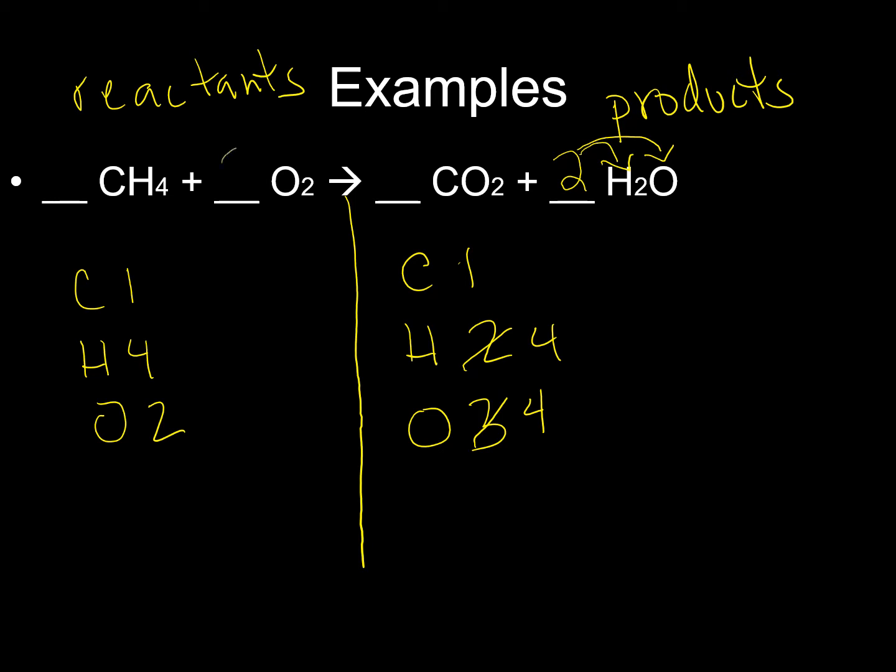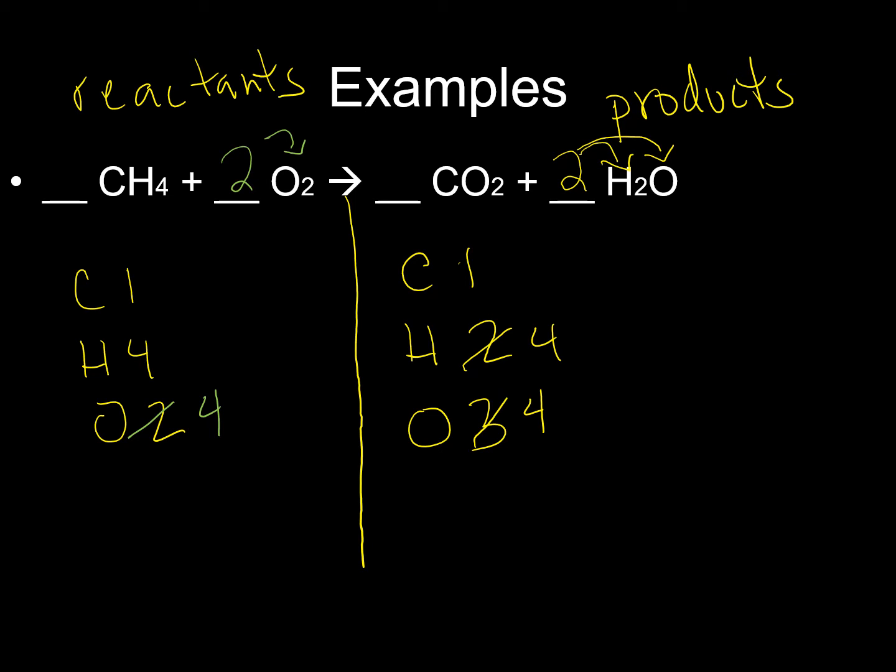So if I put a 2 in front of the O2, then it becomes 4 because 2 times 2 is 4. And then I am done with balancing that out. So now I'm technically finished. I don't actually need to do anything else.